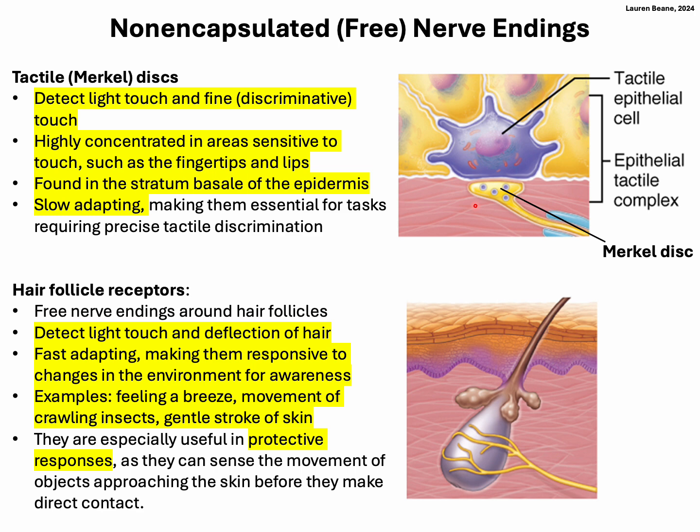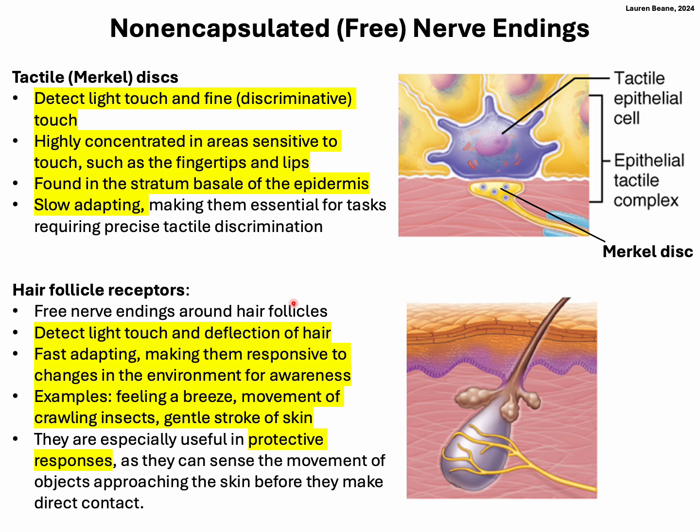And with this complex here, there's a tactile epithelial cell, like a modified epithelial cell that interacts with this modified dendritic area called a Merkel disc. But there's no connective tissue sheath here, so it's still a free nerve ending. But as you can see from the visual, it's an interaction of a modified epithelial cell and a dendritic ending.